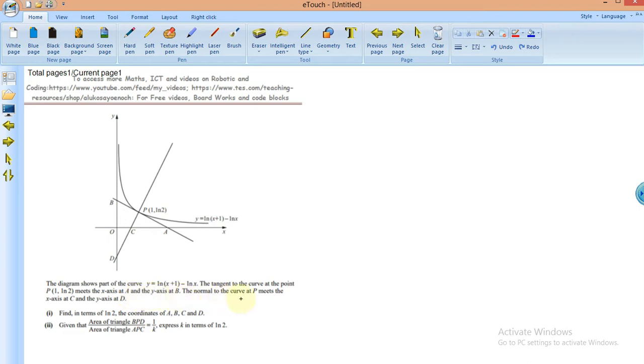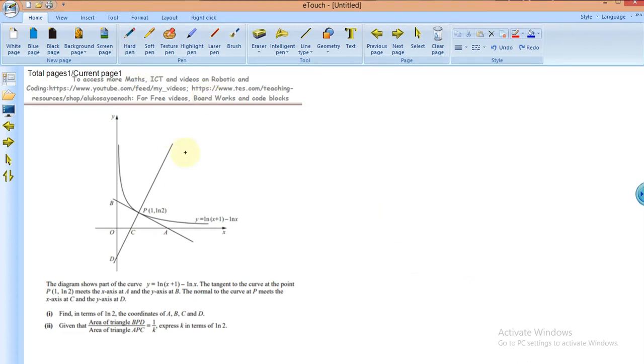The normal to the curve at P meets the x-axis at C and the y-axis at D. So find, in terms of ln 2, the coordinates of A, B, C, D. Okay guys, to complete this task, the first thing for us to do is to work on this equation here. Don't forget this equation here.